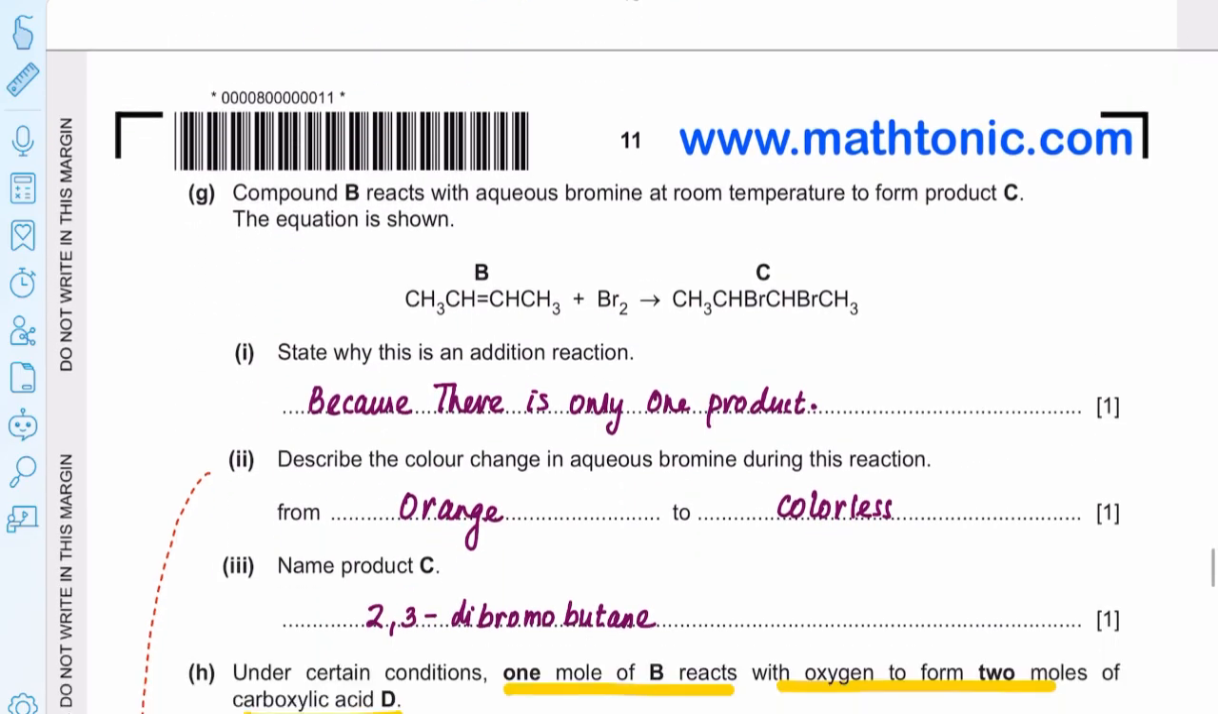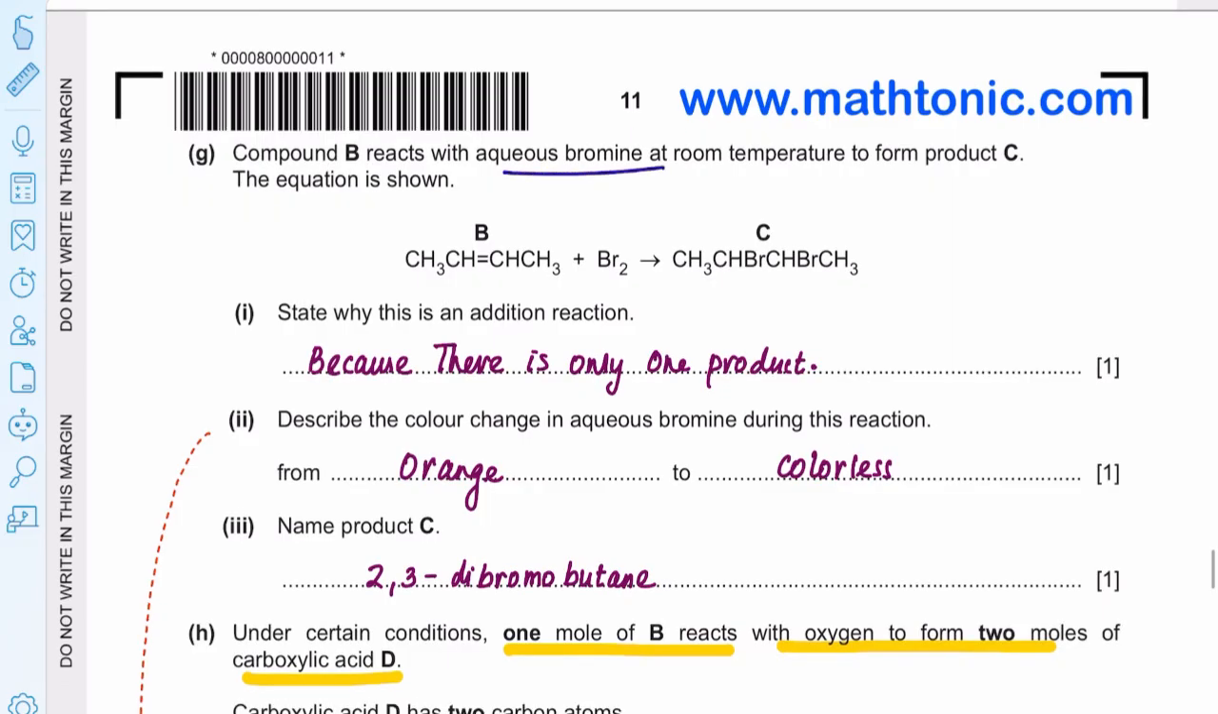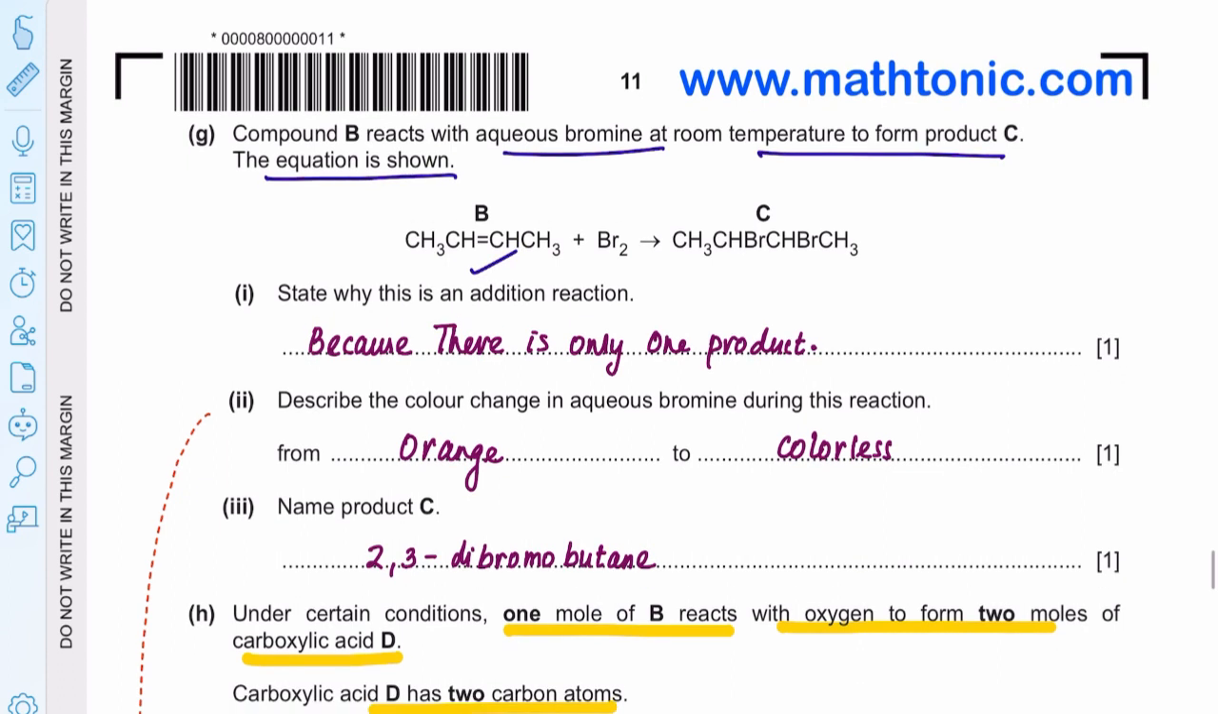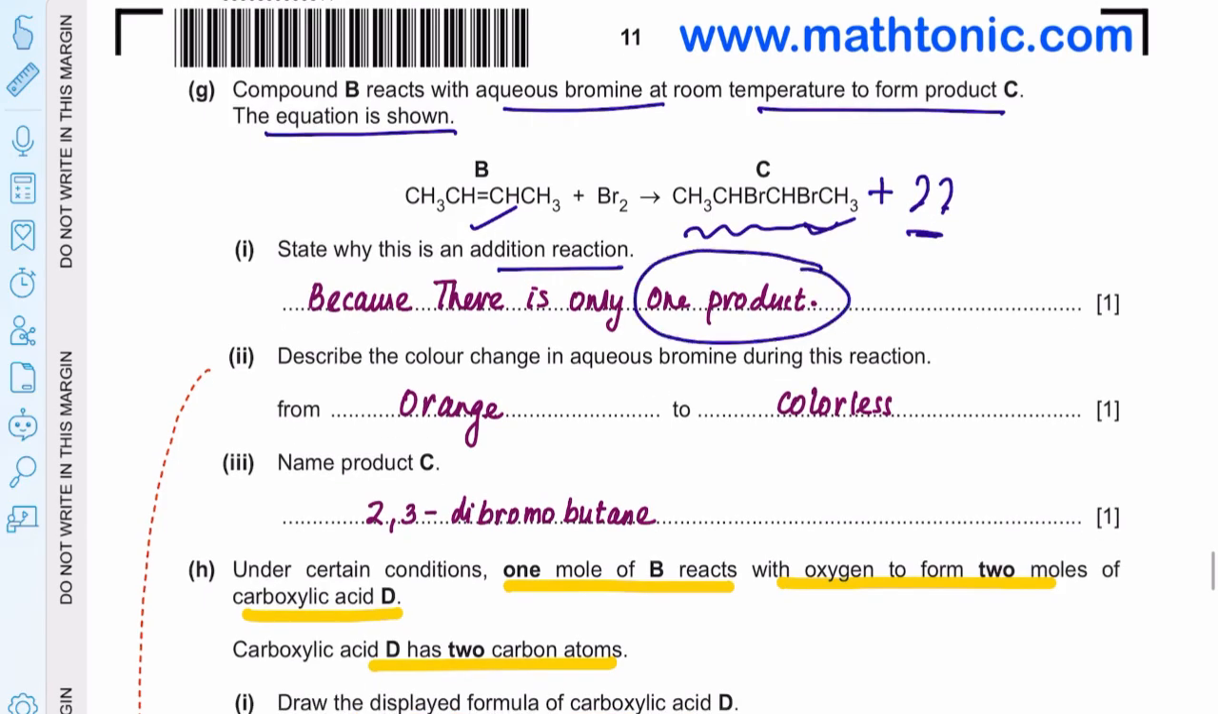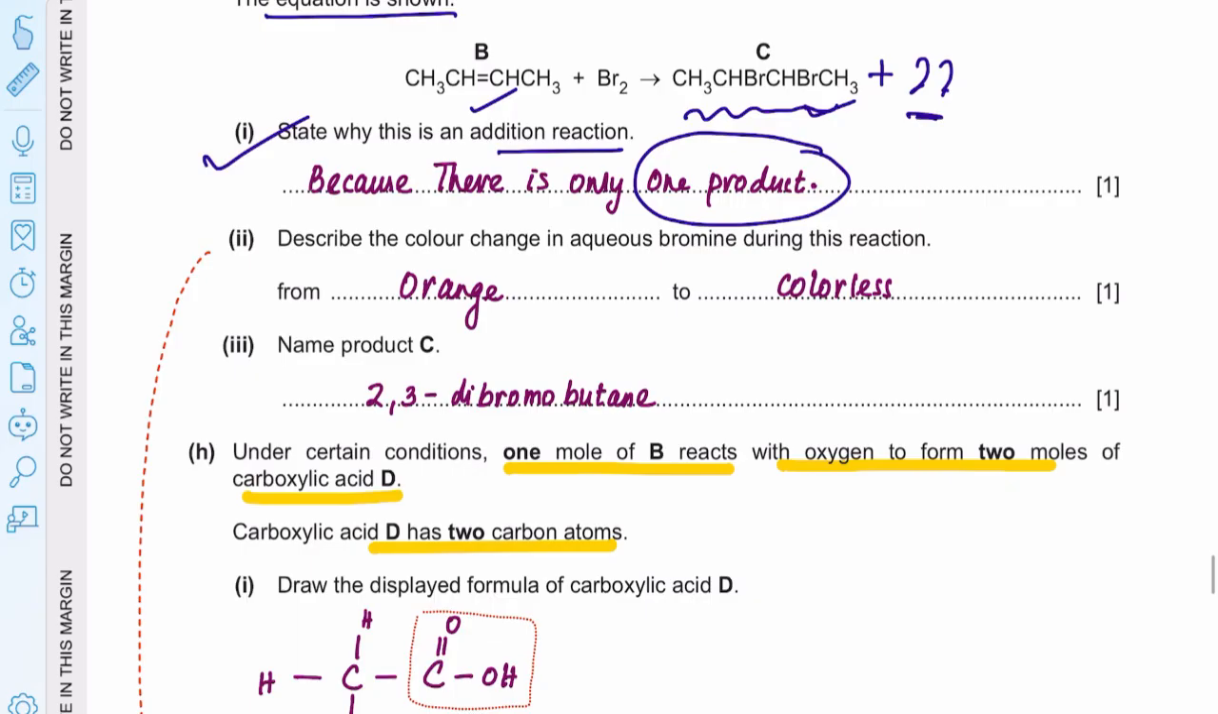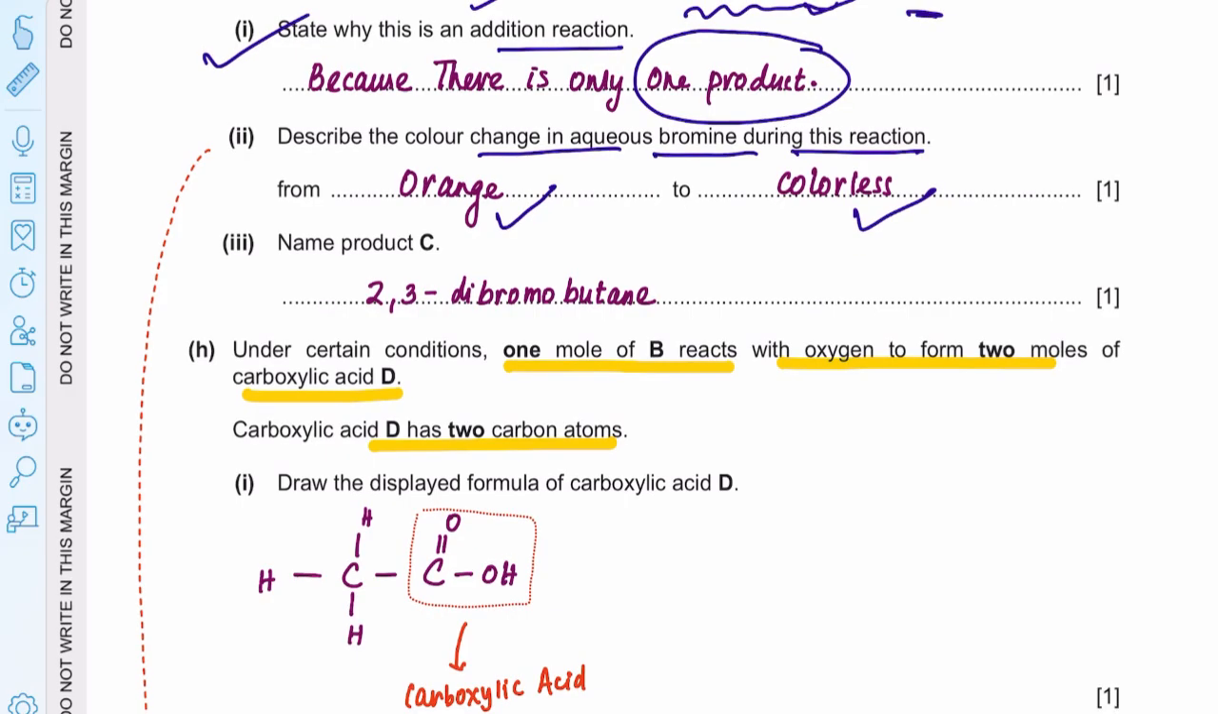Now next part: compound B reacts with aqueous bromine at room temperature to form a product C. So it is given CH3CH=CHCH3, bromine, and CH3CHBr-CHBrCH3. State why it is an addition reaction. You can see here there is no other product. If there is only one product, we can say this is an addition reaction. Describe the color change in aqueous bromine during this reaction. It can be orange to colorless. You can write orange-brown to colorless as well. Both answers will be exactly correct. No problem in that. Name the product C.